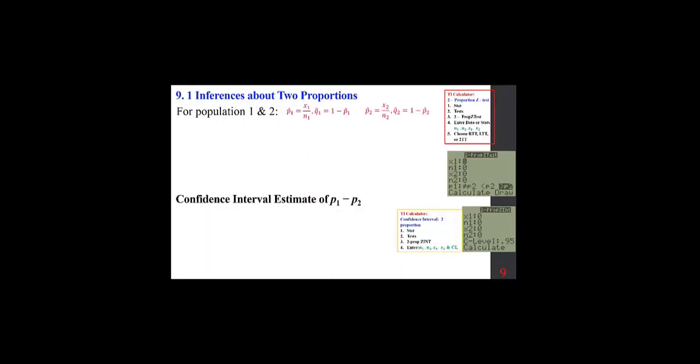So, for populations 1 and 2, remember, p hat was x over n. Now p1 hat is x1 over n1. Remember, q was 1 minus p, q hat was 1 minus p hat. So it makes sense to say q1 hat is 1 minus p1 hat. Same thing goes for p2 hat, x2 over n2. q2 hat is 1 minus p2 hat. So whatever we have learned for one sample works for two. And to distinguish between the two, we give them a subscript: subscript 1 for the first one, subscript 2 for the second one.